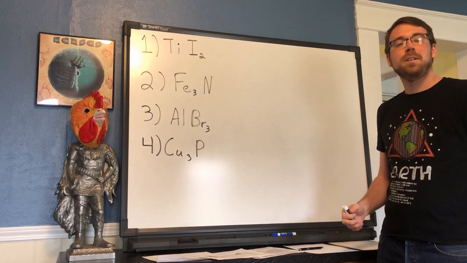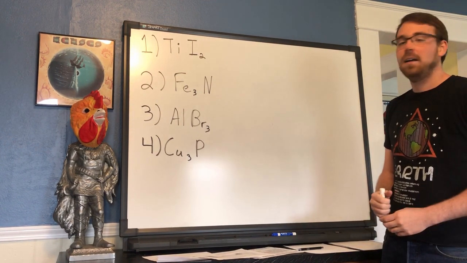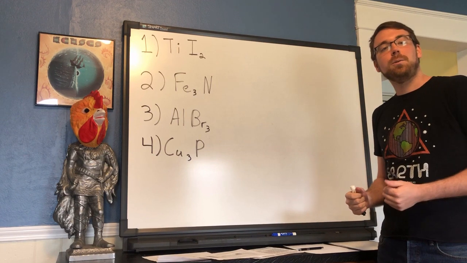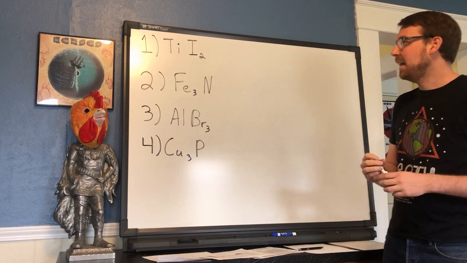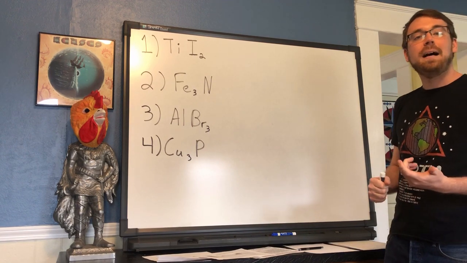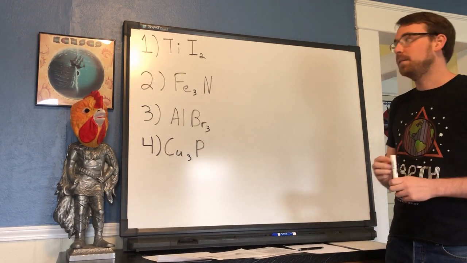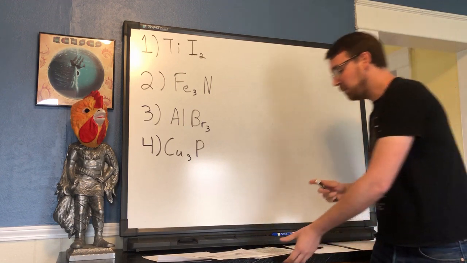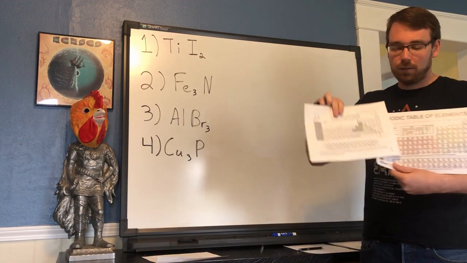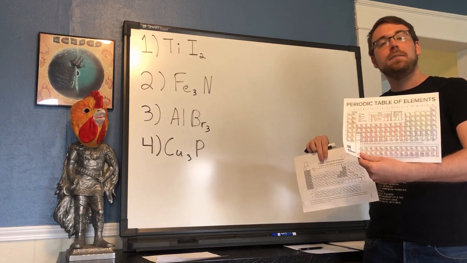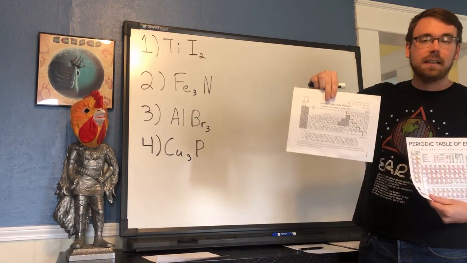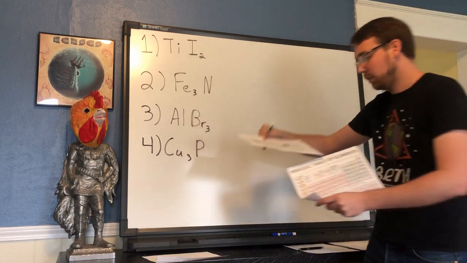For today's work, we are going to be naming ionic compounds. Ionic compounds are always going to have a metal cation and a non-metal anion. The metal is going to have a positive charge, the non-metal is going to have a negative charge. For naming these, you will want to have two periodic tables handy. This one is handy because it has the names on it. This one is handy because it has charges on it.